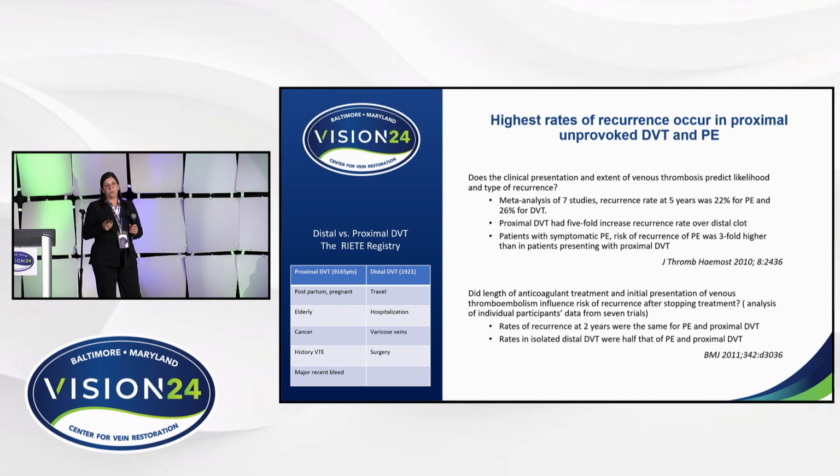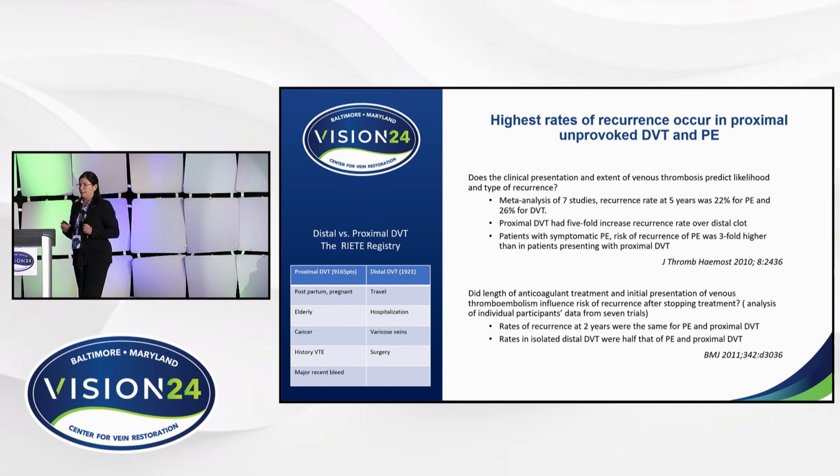And the answer is people with proximal DVTs tend to have a higher recurrence rate than patients with isolated calf clots by 50%. And we also see that patients that presented with a PE have a threefold higher likelihood of presenting with PE in the future. So that's pretty scary. Now, what you also notice, though, is the RIETE registry.